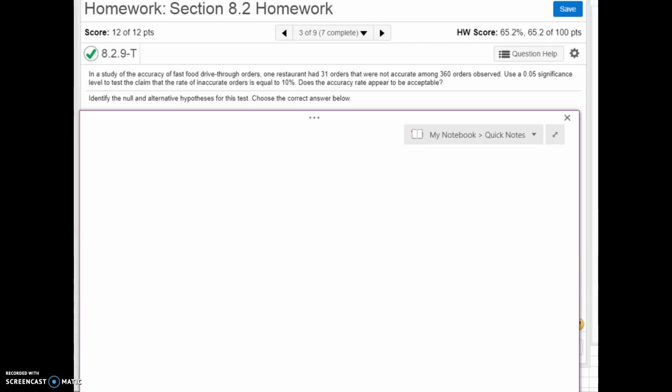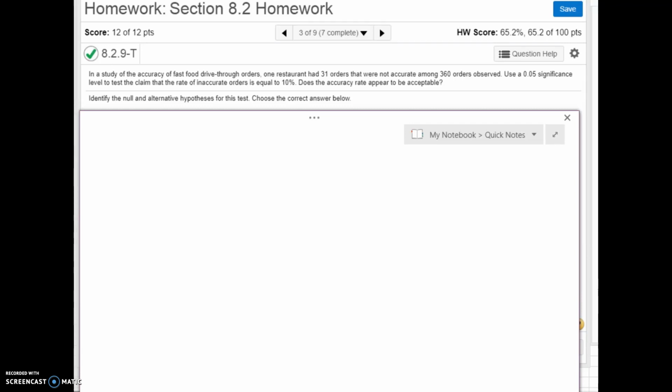It says, in a study of the accuracy of fast food drive-through orders, one restaurant had 31 orders that were not accurate among 360 orders observed. Use a 0.05 significance level to test the claim that the rate of inaccurate orders is equal to 10%. Does the accuracy rate appear to be acceptable?